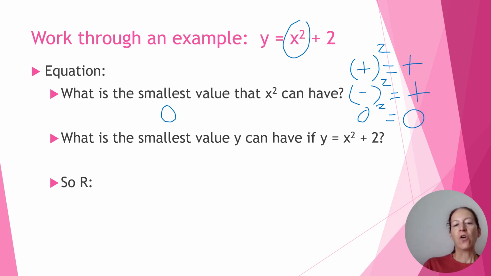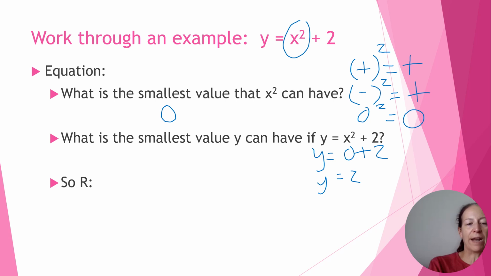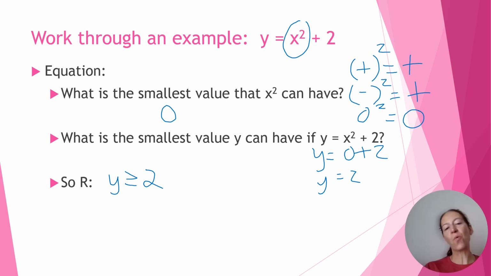So given that, what's the smallest y value that you could have? Well, you would plug in the smallest x squared value, which is 0. We've got to add 2 to it. So the smallest y value we could have is 2. So what does that mean for our range? There are 2 ways you can write it. Most of you will be most comfortable writing it this way: y is greater than or equal to 2, because that's the notation you've seen before. So y is greater than or equal to 2. Can't be any less than 2.